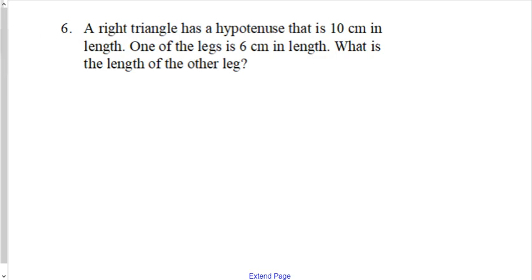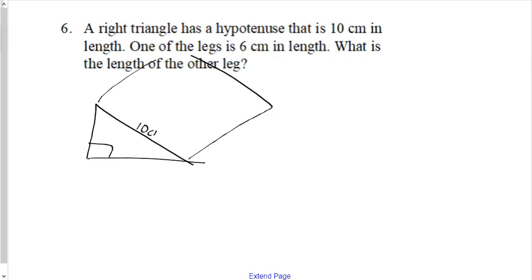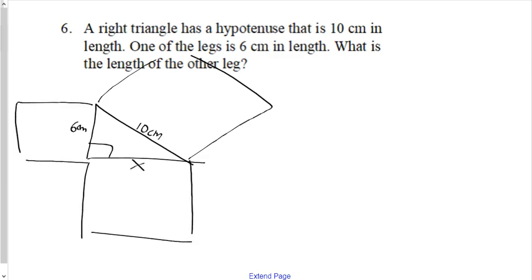Question 6 is the easiest question. It says a right triangle has a hypotenuse that's 10. A right triangle, hypotenuse of 10. That's the length of the hypotenuse, not the area. One of the legs is 6 centimeters in length, so I'm going to put 6 centimeters. I'm going to put a square there. And it says, what is the length of the other leg? So by interpreting the words, I now have this.